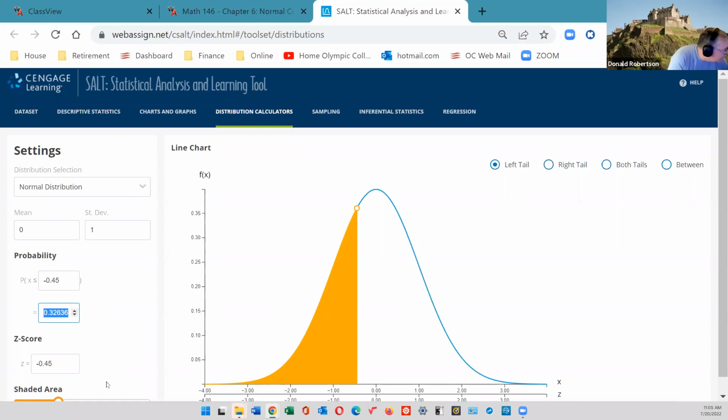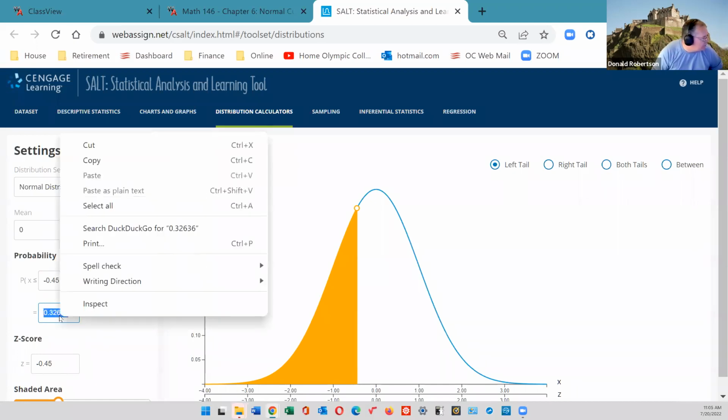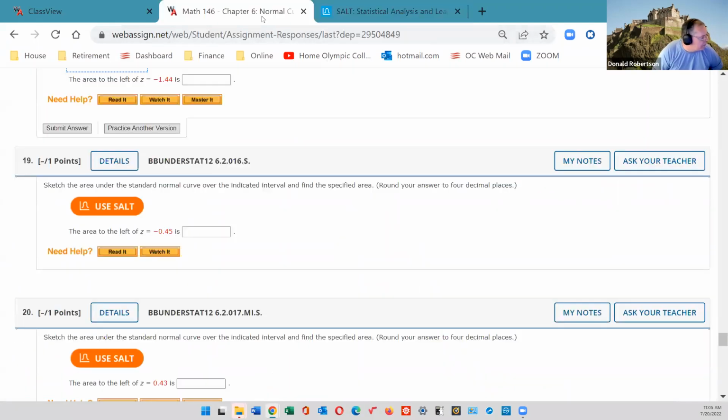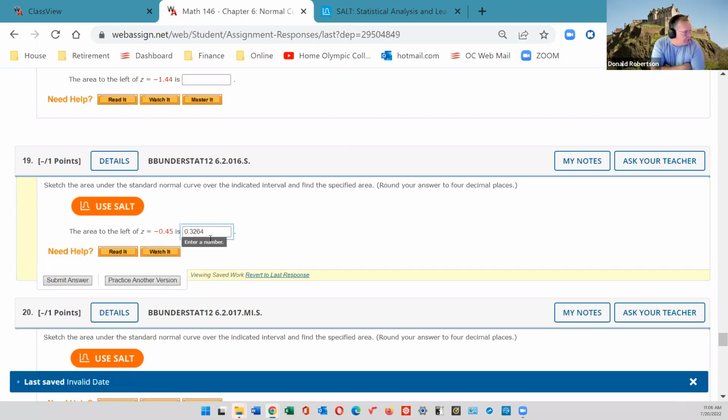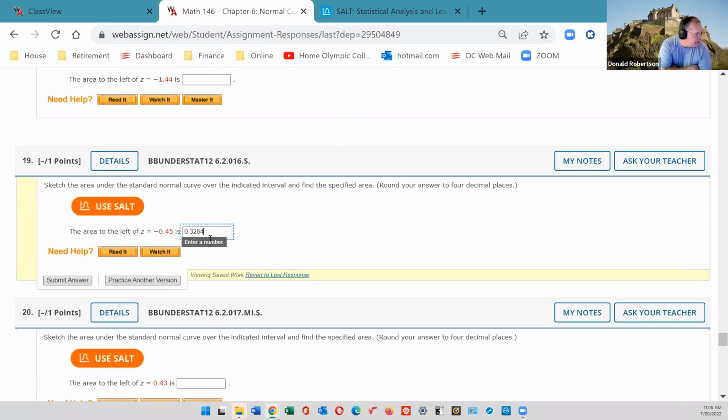I'll write that down. 0.32636. Now I'm going to copy that if it will allow me to. Now I'm going to go here and I'll put the answer in. Now they want it to 4 decimal places, so 0.3264, I guess. Now that's not the percentage, that is a decimal, but isn't that decimal 32.64%? So if you wanted to know a percentage, 0.3264 is 32.64%. And that's it.